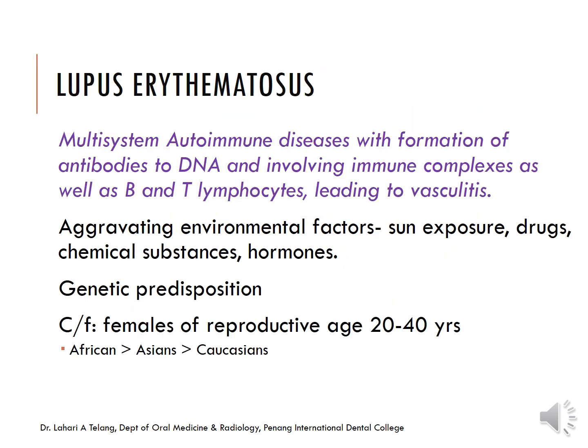Now, next is lupus. Lupus is going to be covered here as well as under the autoimmune disorders chapter. But let me give you a brief idea about lupus here. This is a multi-system autoimmune disease with formation of antibodies to DNA and involving immune complexes as well as B and T lymphocytes, leading to vasculitis. So, the primary ailment that happens in lupus is vasculitis.